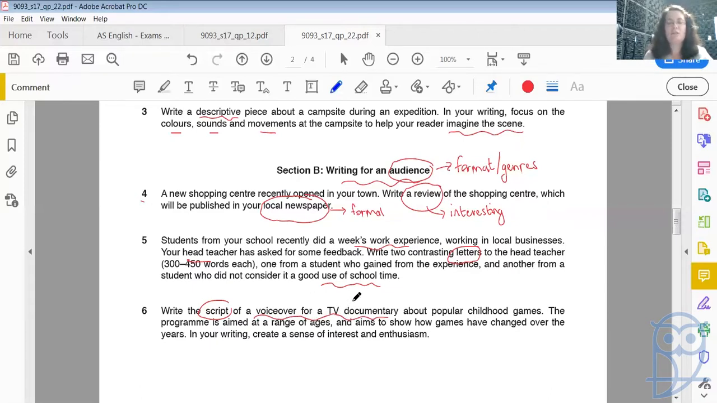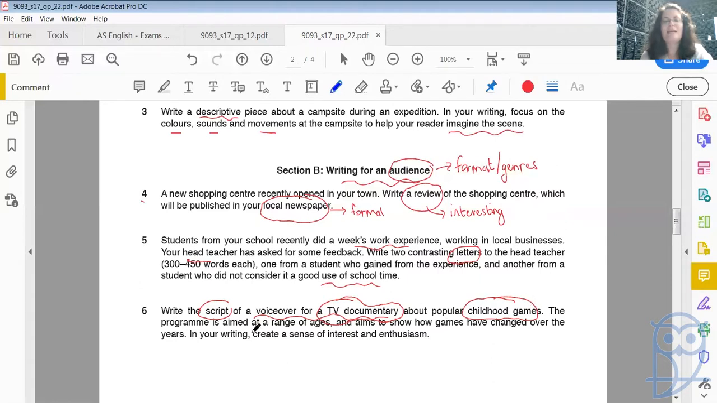Okay, so it's going to be a TV documentary. Think about wildlife documentaries, think about travel documentaries, anything that you may have watched that has to do with documentaries. Think of how they are structured, what is said over them. And this is going to be in particular about popular childhood games.